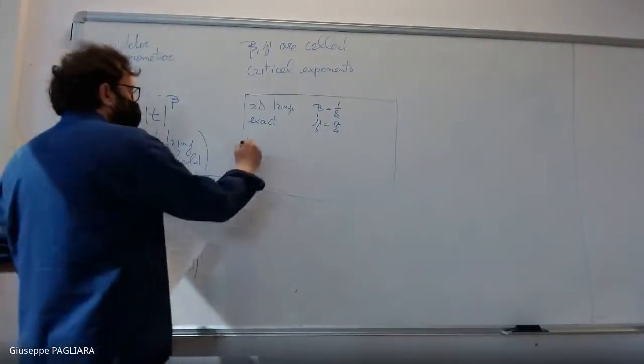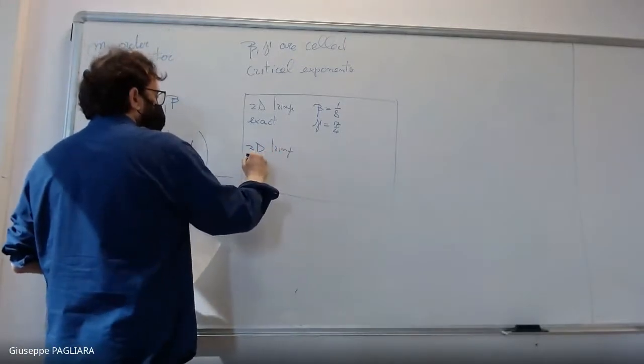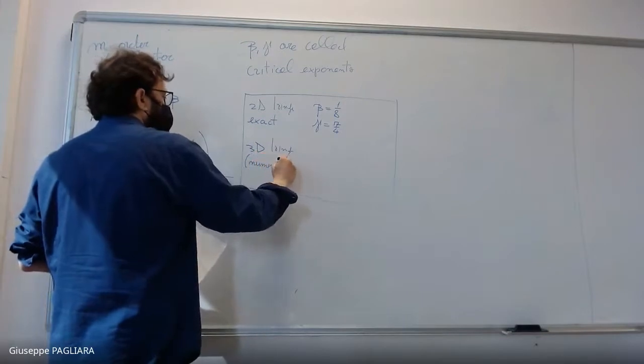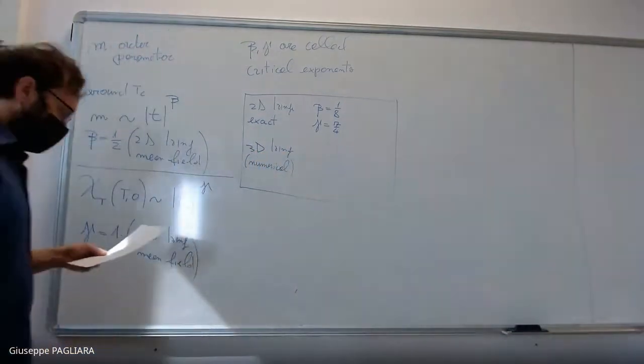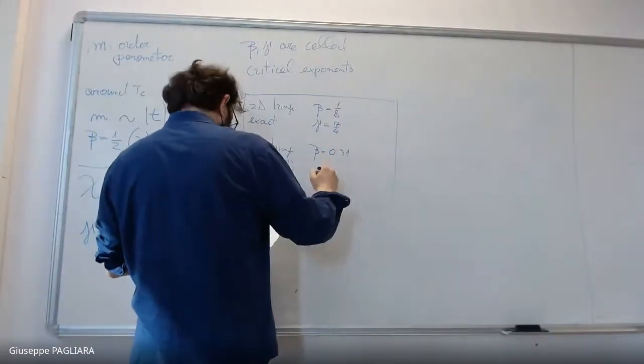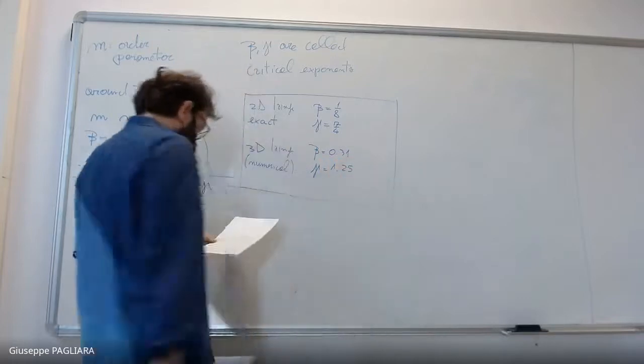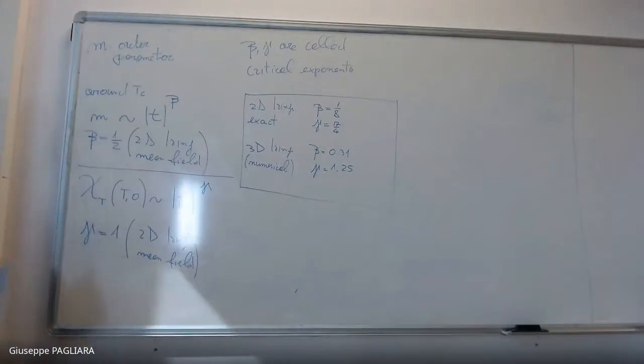Whereas in 3D Ising, and this is a numerical solution, because there is no analytical solution in this case, beta is equal to 0.31 and gamma is equal to 1.25. So you see that when comparing with our mean field approximation, the results, as compared to the exact results, are somewhat far away, because here we get 1/2 and here we get 1.